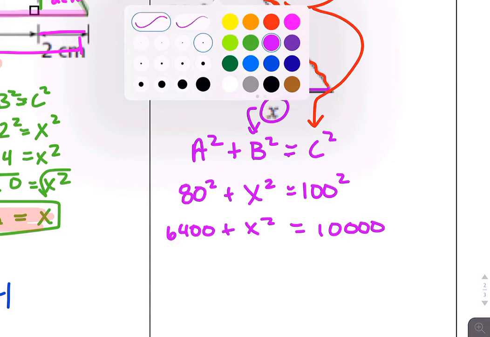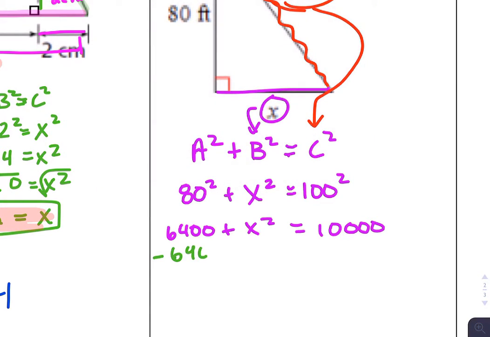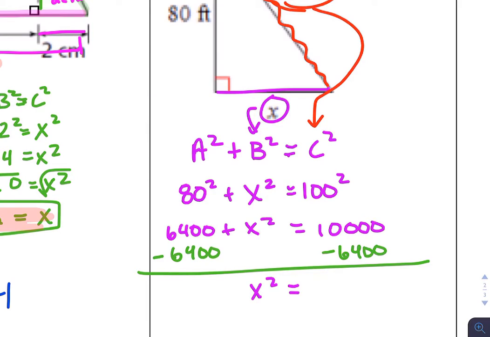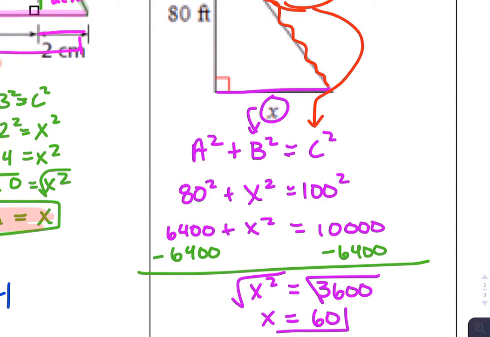Solving now algebraically, we'll subtract 6,400, leaving us with x squared to be 3,600. Square rooting, the x value will be left at 60.